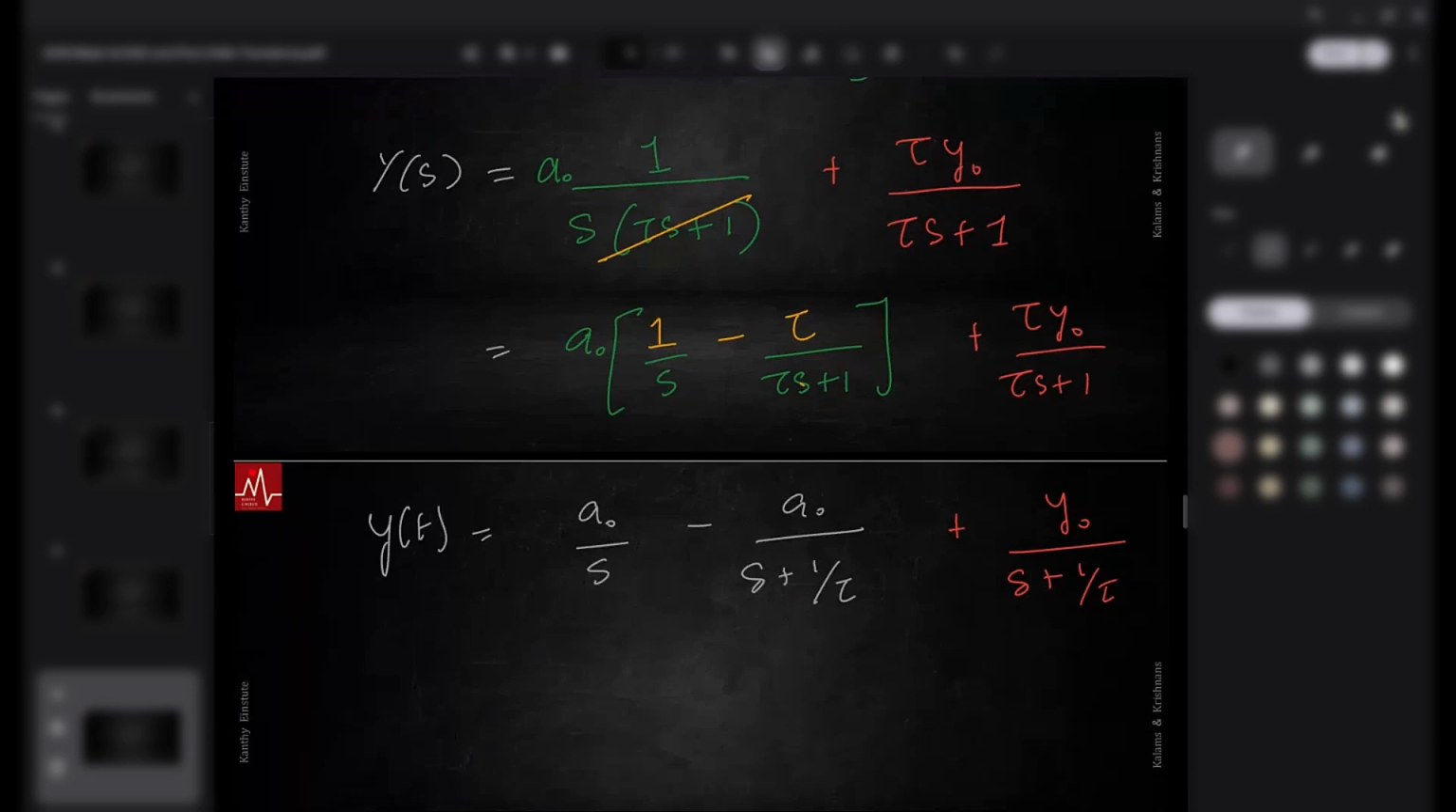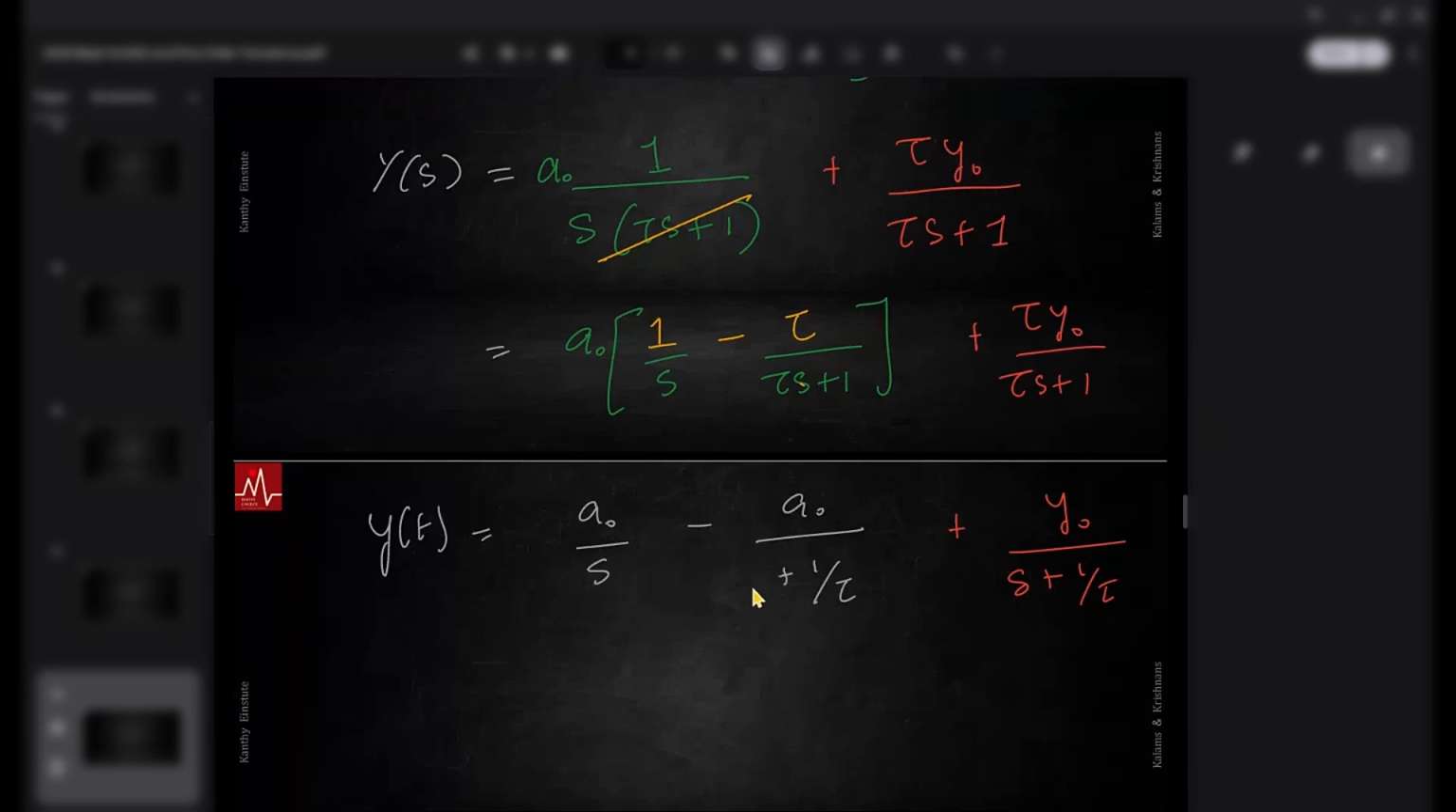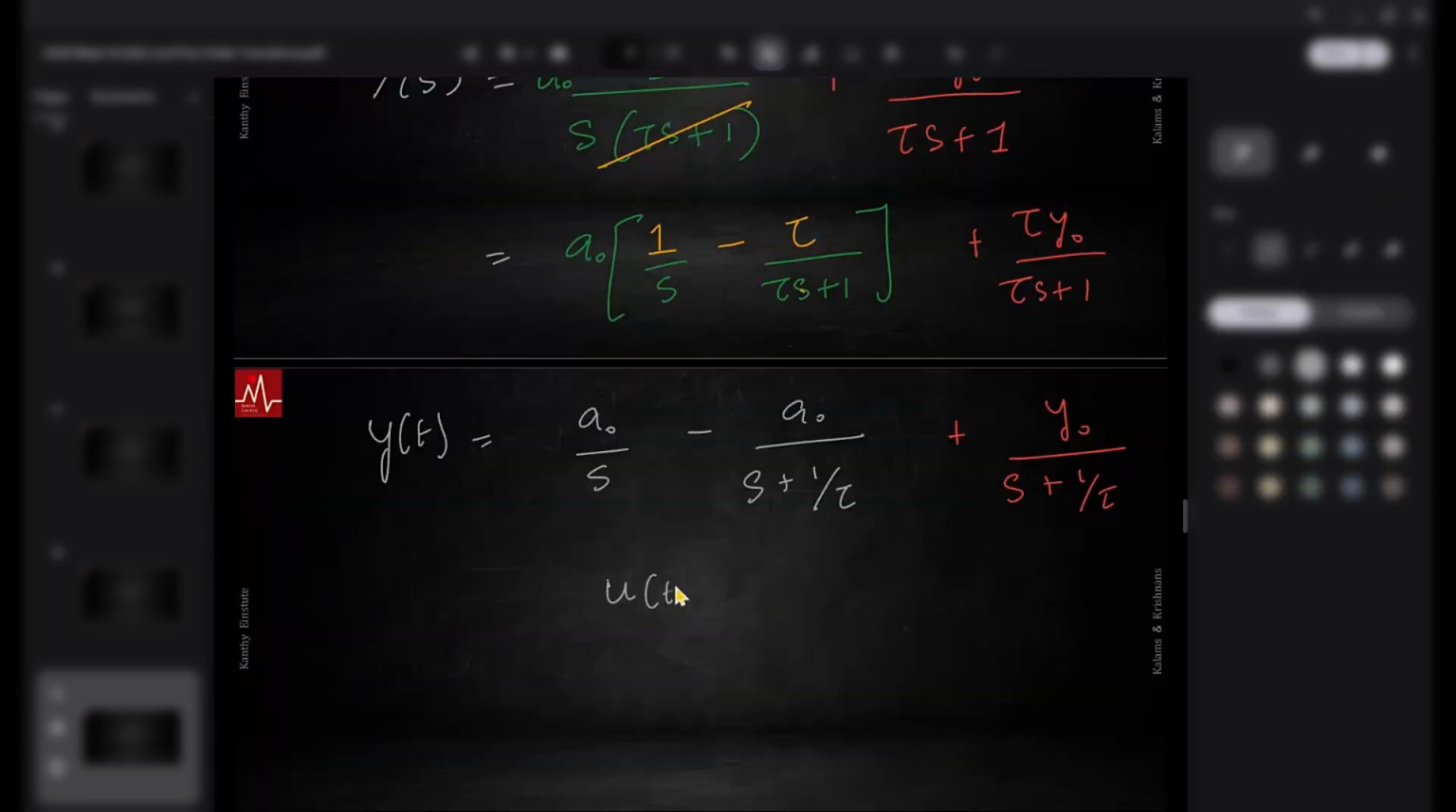Certain very convenient form where you can easily take inverse Laplace transform. What is the Laplace transform of this? U of t goes to 1 by s, and then e power minus at maps to 1 by s plus a.